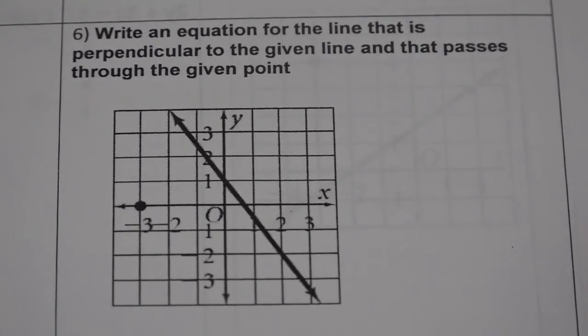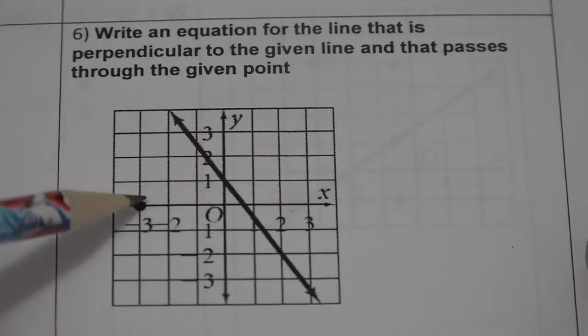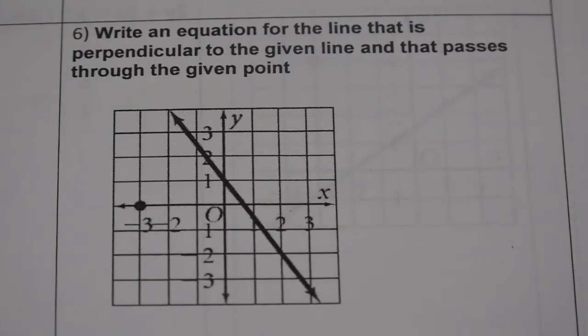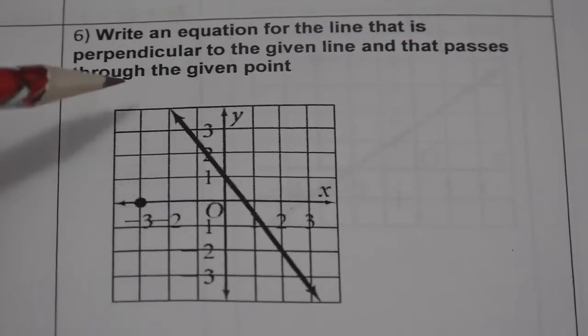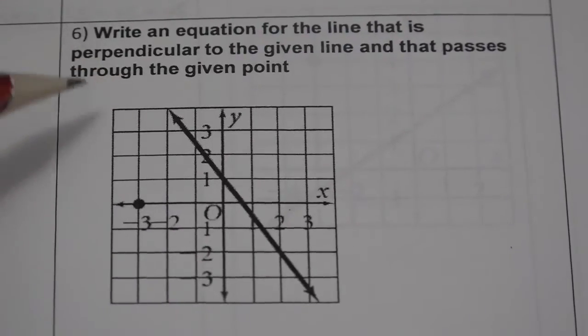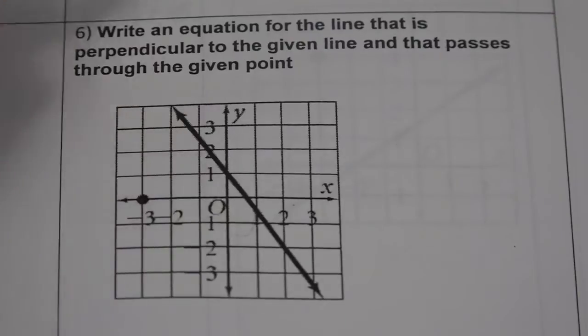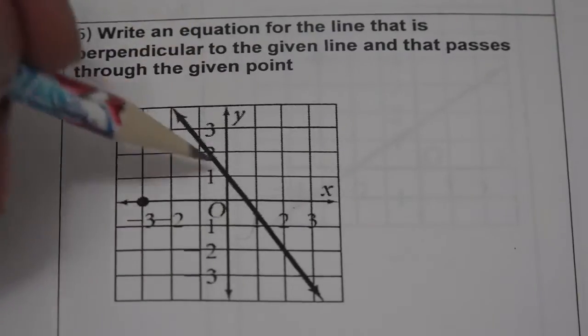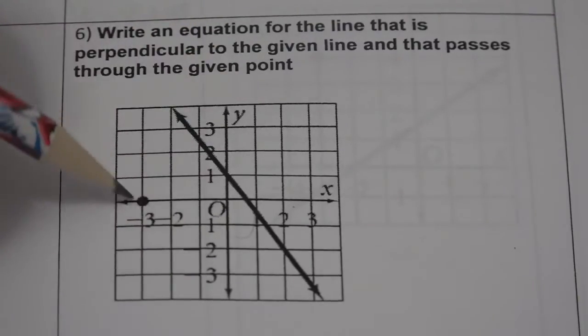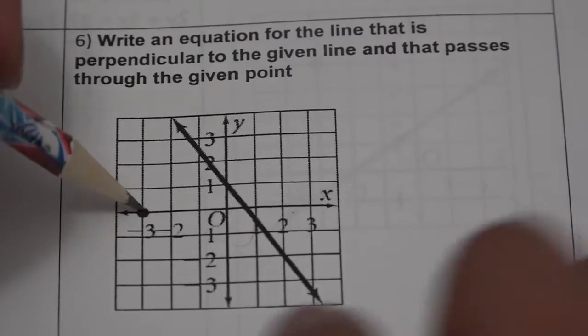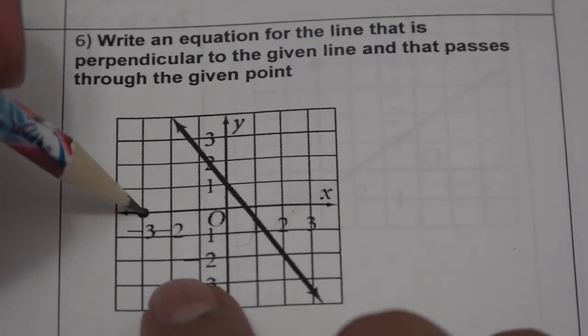Write the equation for the line that is perpendicular to this and passes through the given point. Alright, cool then. Watch this. I'm going to do it both ways, algebraically and non-algebraically. First, let me start with the non-algebraically. To find the equation that passes through this point, I need to identify the point. This point is -3, 0.